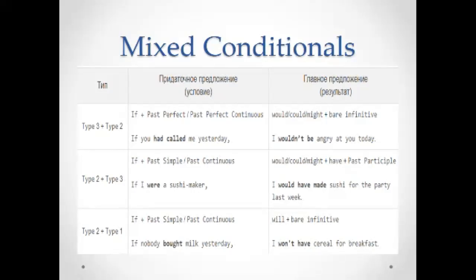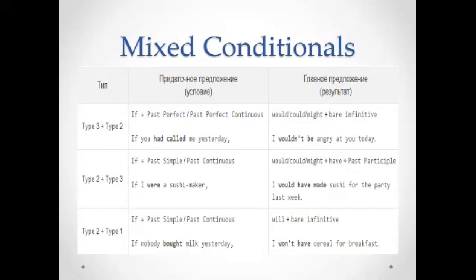Кейінгі араласудың түрлері type 2 plus type 1: if plus past simple or past continuous, басқа жағында subject will plus bare infinitive. Демек, if nobody bought milk yesterday, егер ешкім кеше сүт сатып алмаған болса, I won't have cereal for breakfast. Мен таңғы асқа, демек, бөртпе іше алмаймын.